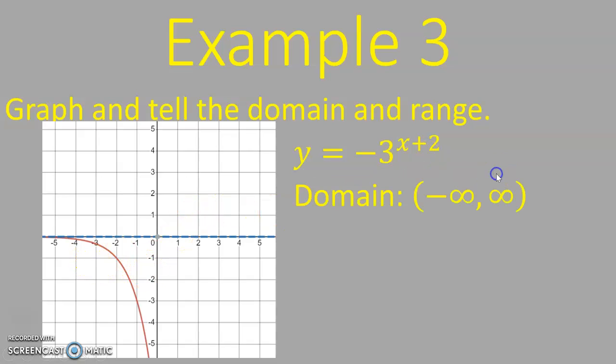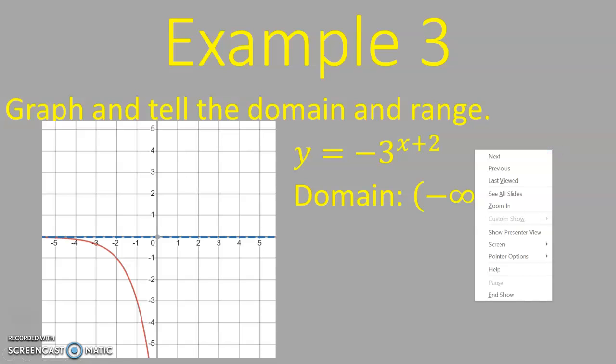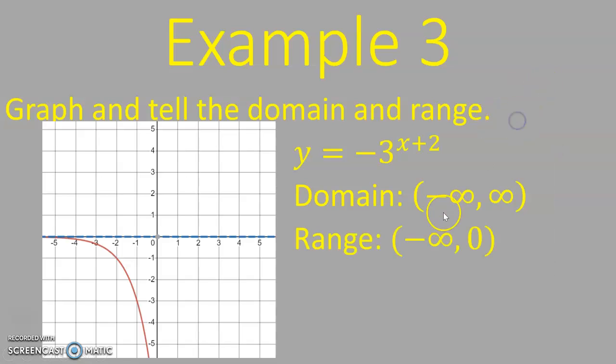Now your domain and range: domain is still negative infinity to positive infinity because you go left forever, right forever. The range this time, remember, you have to list the smaller number first. So your range is negative infinity to 0, not the other way around. It goes down forever and it goes up to 0. The high number must be listed last. And again, it can't touch 0, therefore you get the parenthesis.